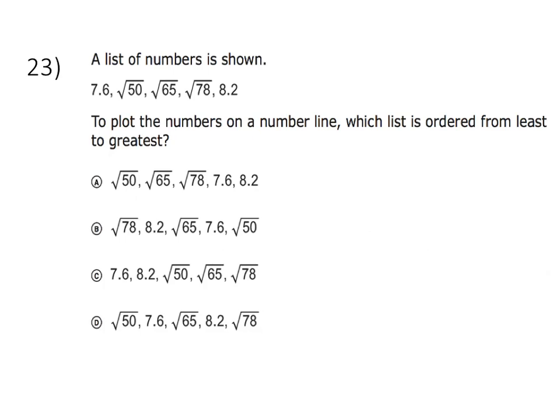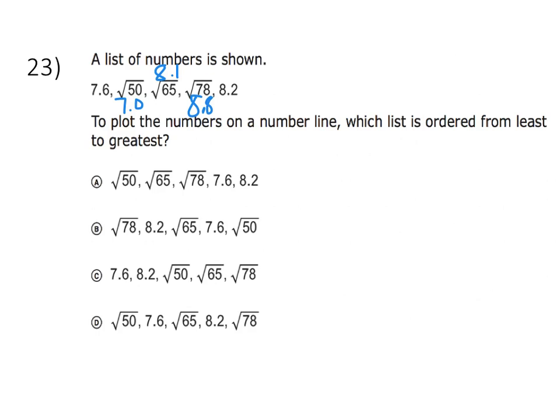The last one, a list of numbers is shown. You are going to plot these numbers on a number line. Which list is ordered from least to greatest? So you're going from smallest to greatest. You cannot compare these the way they are. You need to simplify the square root of 50, the square root of 65, and the square root of 78. When you do that, you're going to get 7.0 for this one. The square root of 65 is going to be about 8.1. And the square root of 78 is going to be about 8.8.